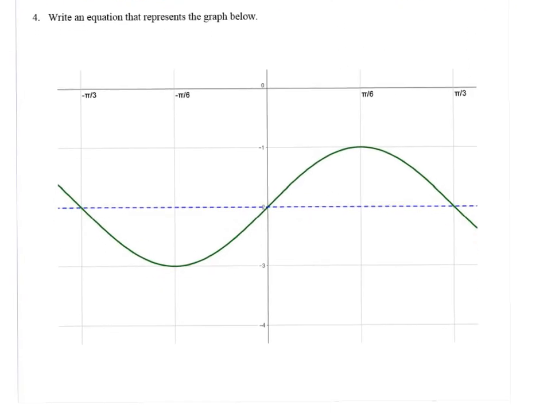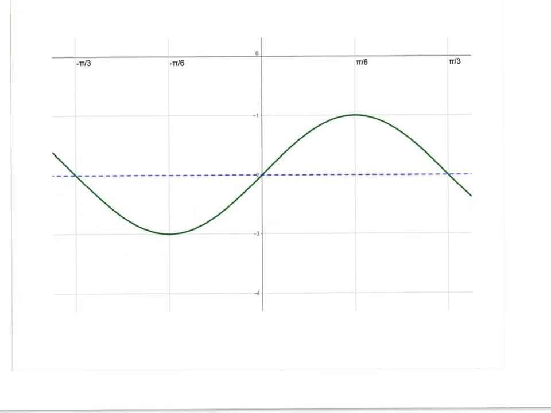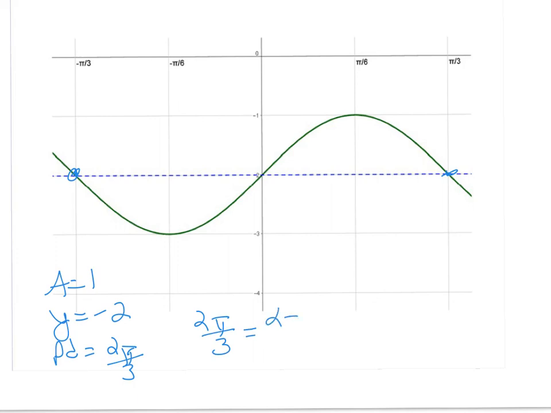Okay, and lastly for number 4, the amplitude is 1. The midline is at y equals -2. And the period, we go from -pi/3 to pi/3. So pi/3 plus another pi/3 makes that 2pi/3 for the period. So 2pi/3 equals 2pi/b. That means our b value is going to be 3.